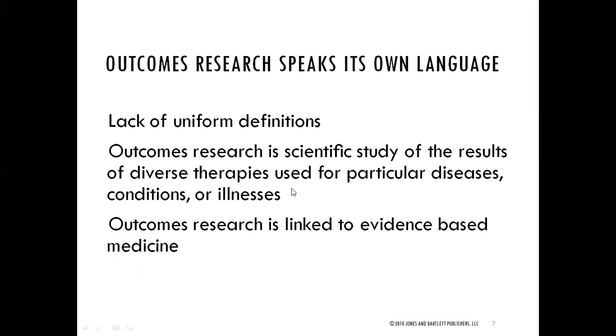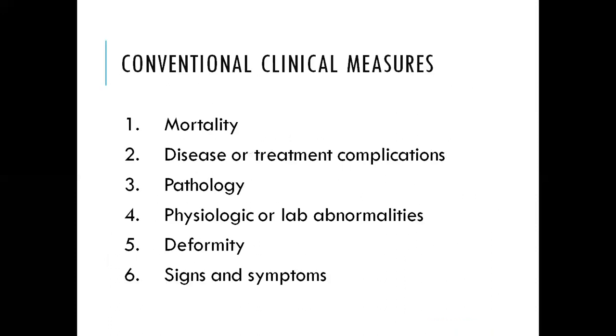Now, as such, when we talk about the outcomes, you do not have any uniform definitions. And outcome research is basically a scientific study of the results of diverse therapies that could be used for a particular disease, a particular condition, or illness. And this outcome is linked to evidence-based medicine. So we are invariably going towards an evidence-based medicine where we want to have a cost-effective therapy based upon our outcomes, our interpretation of results that could be possible with them.